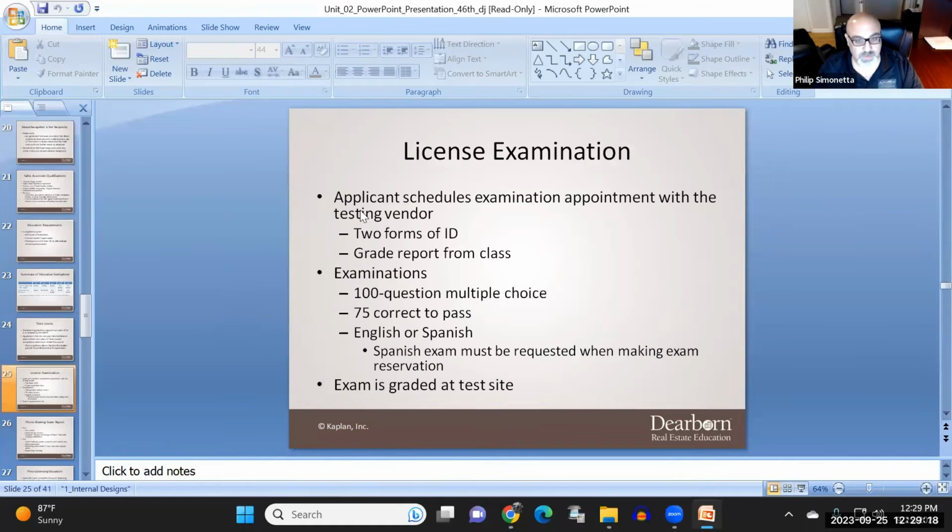So let's talk about the license examination. The applicant schedules an examination appointment with the testing vendor. They need 2 forms of ID and a grade report from the class. The examination is 100-question multiple choice. You need 75% correct to pass. You can take it in English or Spanish. The Spanish exam must be requested when making the exam reservation. The exam is graded at the test site, so when you take the test, you get the grade right away. It tells you if you passed or not, right on the screen after you submit it. That's the state test.